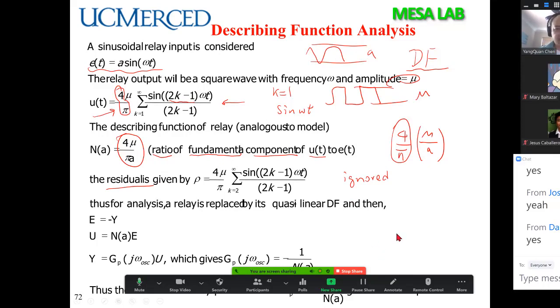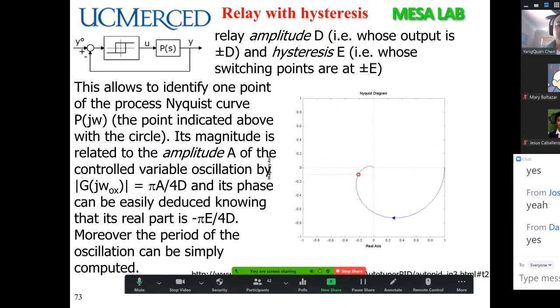So I think I gave you the mysterious reason why we have 4 divided by pi here, because this only expands the sinusoid as what they call a fundamental component. In other words, you have a system like this. This is a Nyquist plot. So when you have oscillation, that means they have a meet in here.